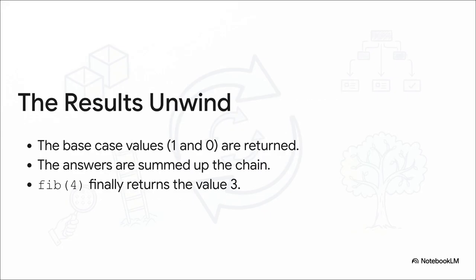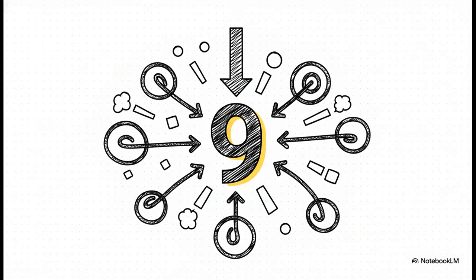And now the magic happens, what's called unwinding. Those simple answers from the base cases, the 1 and the 0, start getting passed back up the chain. They get added together to solve fib of 2, which then helps solve fib of 3, and so on. All those little answers bubble all the way back up to the top, until, finally, our original fib4 call gets its answer, 3. So, to get that one little number, 3, how many times did our function actually have to run? 9. 9 separate calls. Kind of crazy, right? All that work just to get to 3.